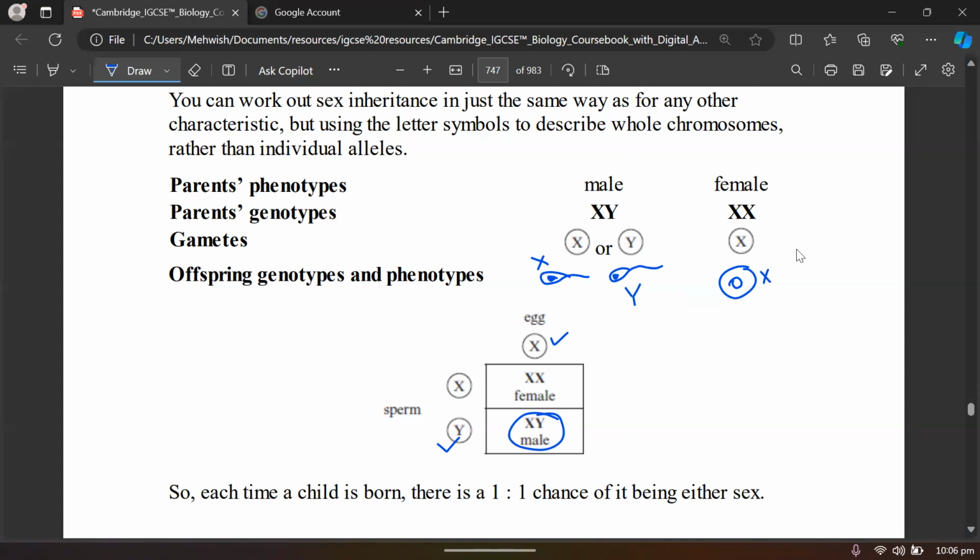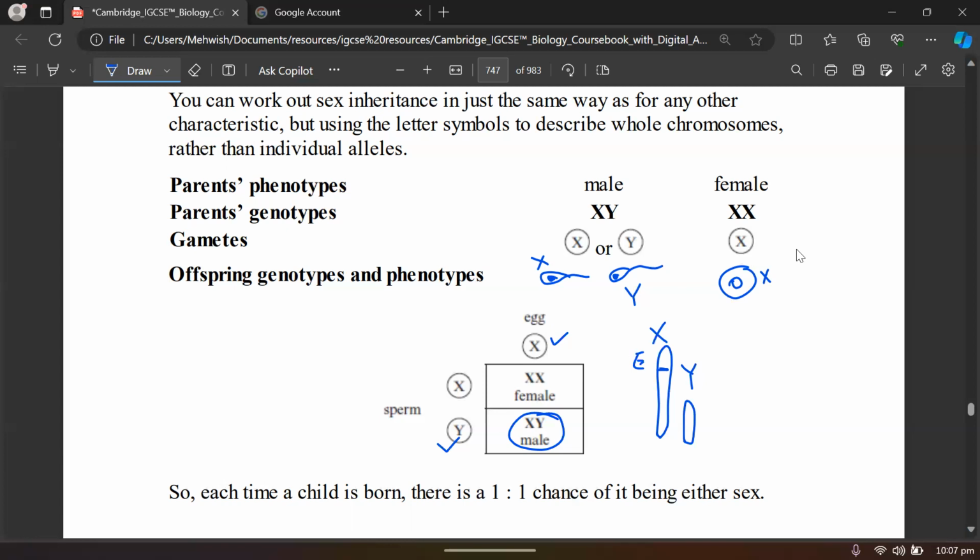So, it is basically the type of sperm fertilizing the egg that determines the sex of the next individual, right? And very interestingly, when I said that the X chromosome is bigger than the Y chromosome, right? For example, let's suppose there is a gene, capital E, that is present on the X chromosome.